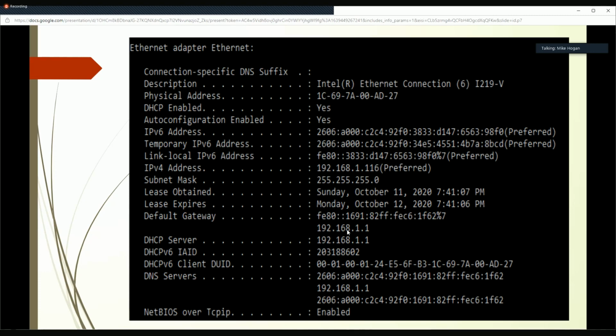Same thing here for your DHCP server. Remember, that's where you're getting your IP addressing from. It's that same router, 192.168.1.1. Obviously, this is a router that also has DHCP services built in. Our DNS server, right? Going to the same location.